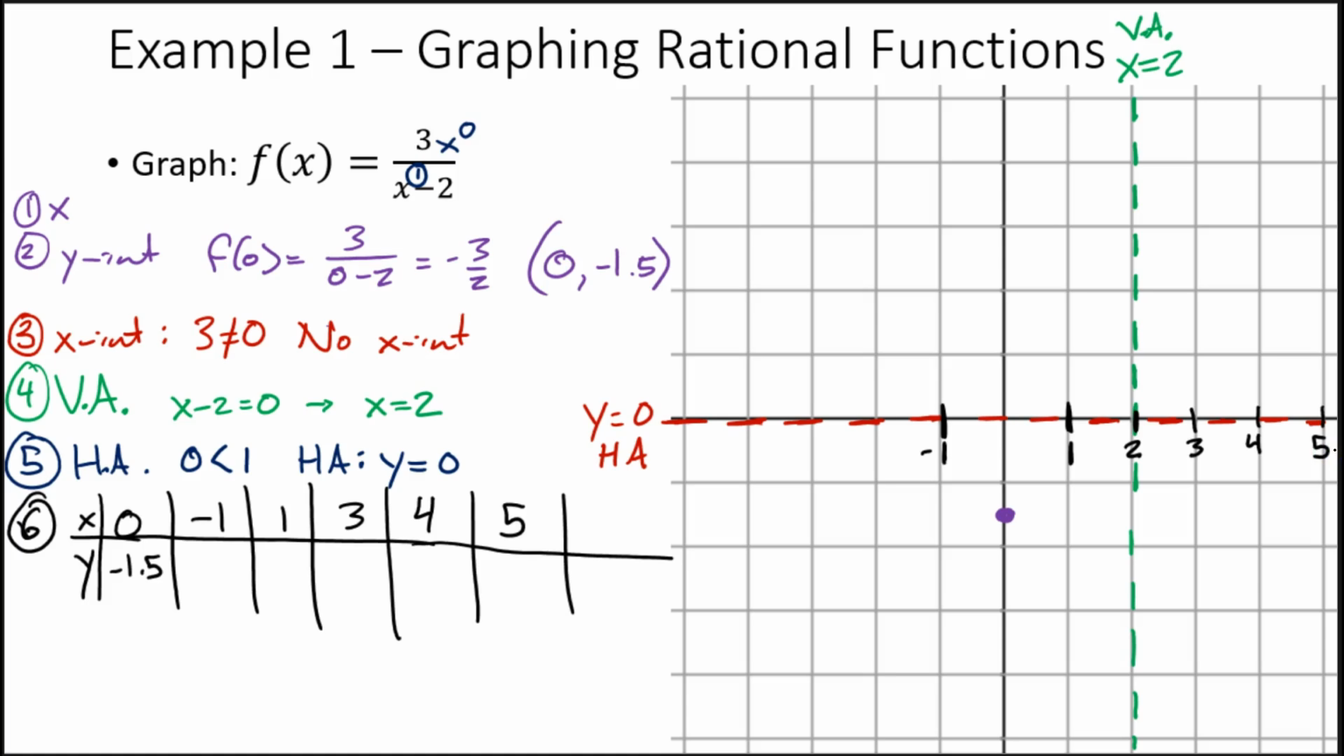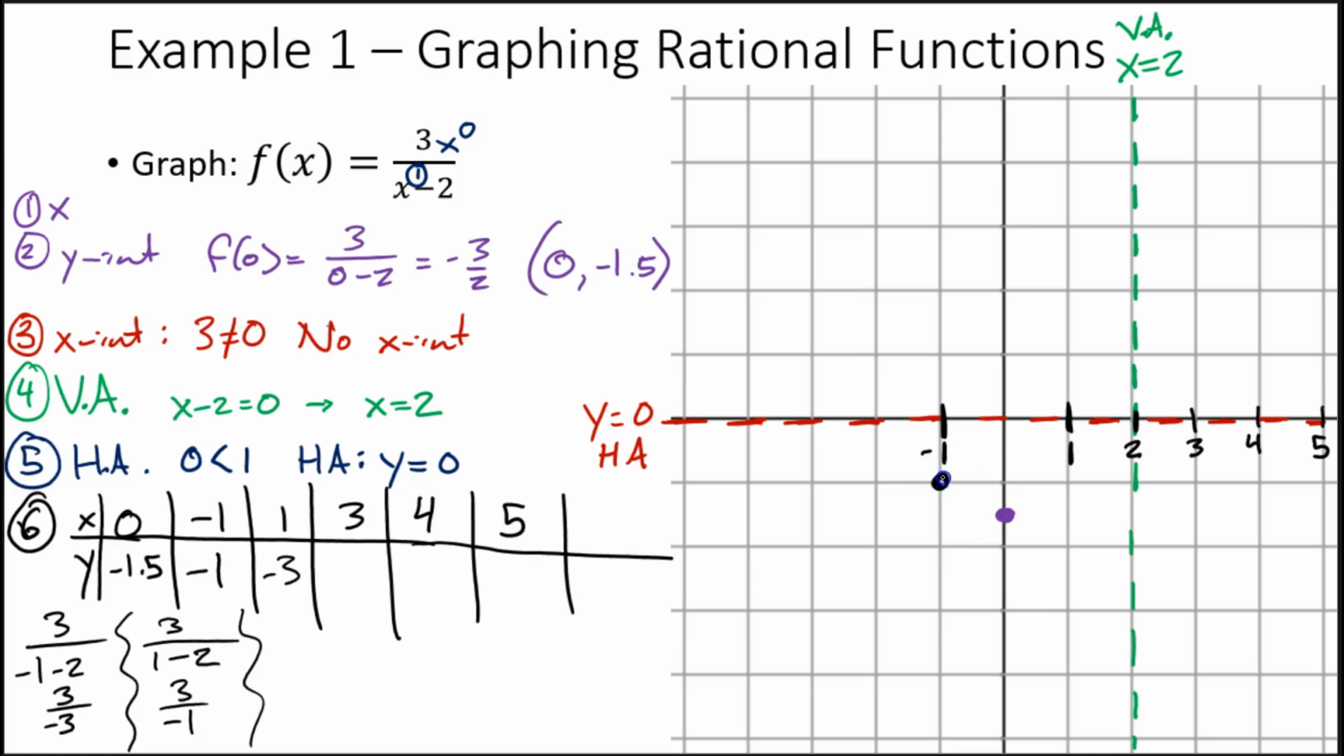All right, so plug them in. So I have 3 over negative 1 minus 2 would be 3 over negative 3. So negative 1, negative 1. 3 over 1 minus 2 would be 3 over negative 1. So 1 and negative 3. I'm going to let you guys do the other 3.